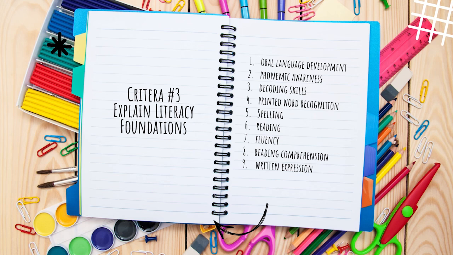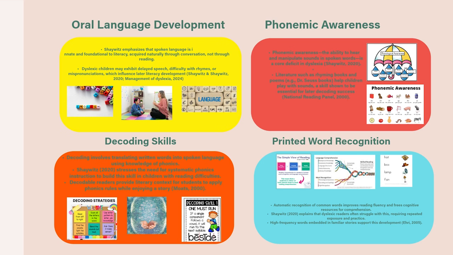Criteria 3, explaining literacy foundations. Now let's go ahead and walk through the foundational skills that support reading and writing, especially for struggling readers. The first we're going to begin with is oral language development, which is spoken language that develops naturally and sets the stage for literacy. Conversation and storytelling build critical skills.